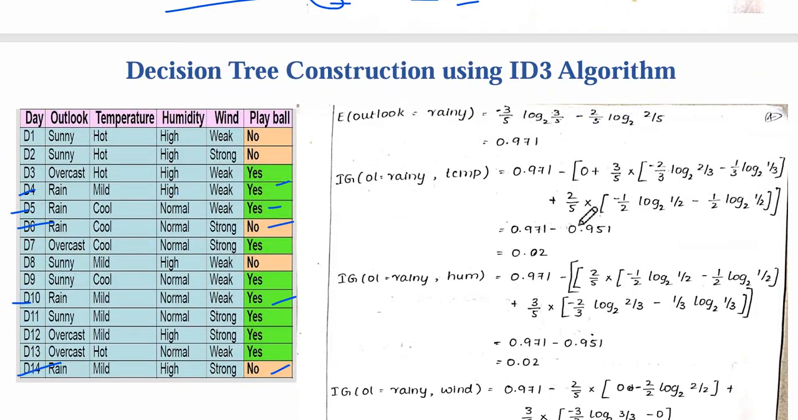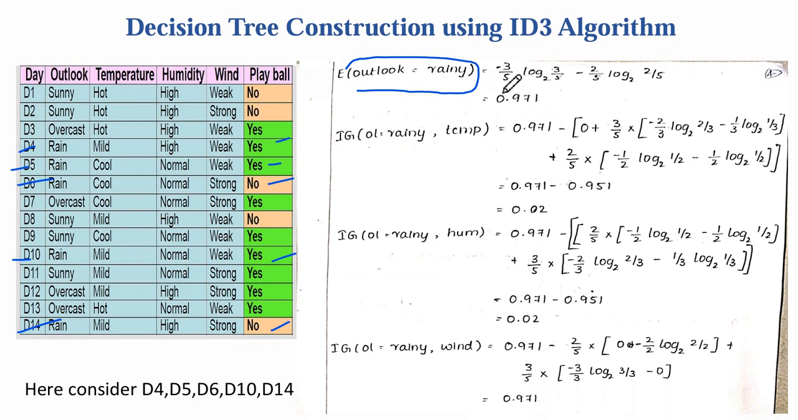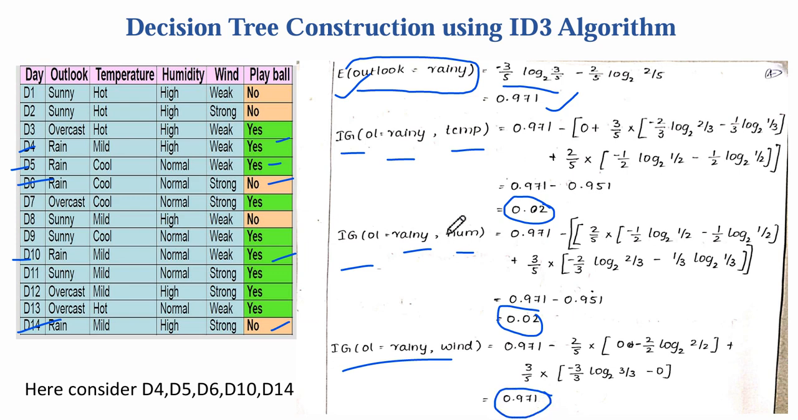If outlook equal to rainy, first we have to find out the entropy for outlook equal rainy. From these five records, we have two no class, three yes class. That's why 3 by 5 into log 3 by 5 minus 2 by 5 into log 2 by 5, we're getting value 0.971 if outlook equal to rainy. And again, in a similar way, we have to calculate gain for temperature, gain for humidity, and gain for wind if outlook equal to rainy. From this, temperature 0.02, humidity 0.02, for wind we're getting 0.971. Which one is more?